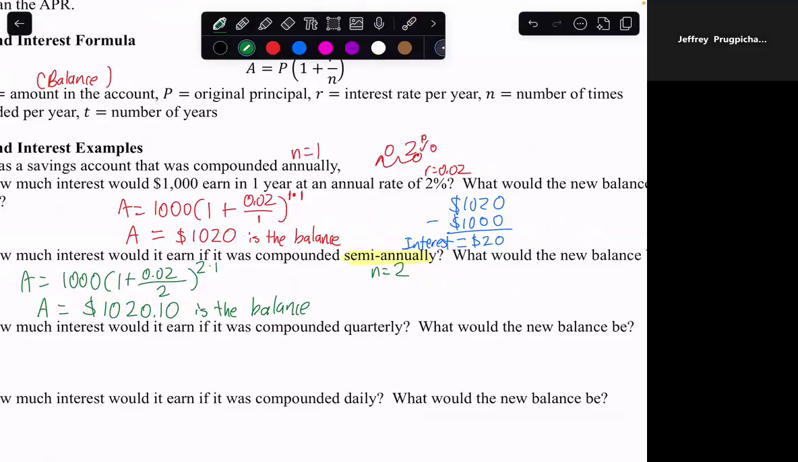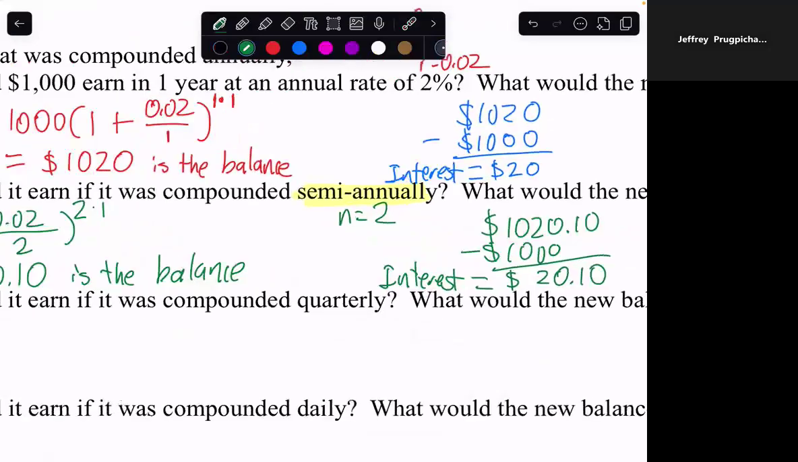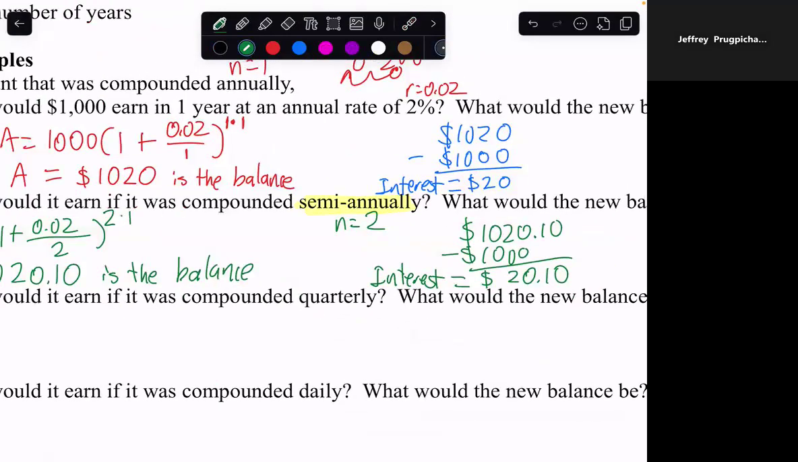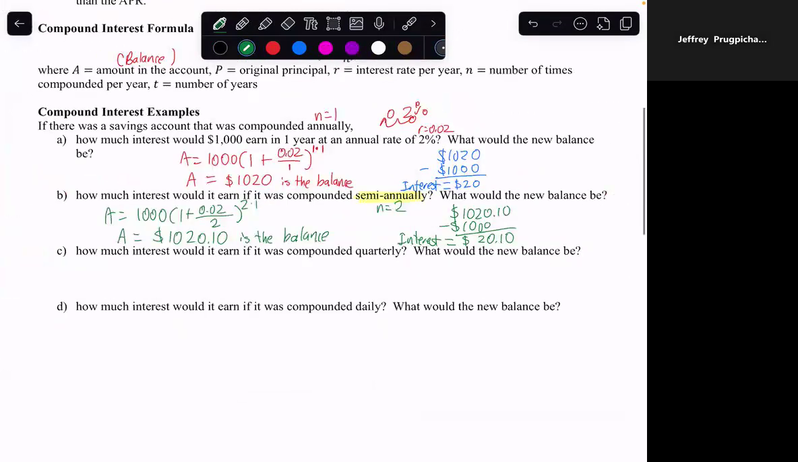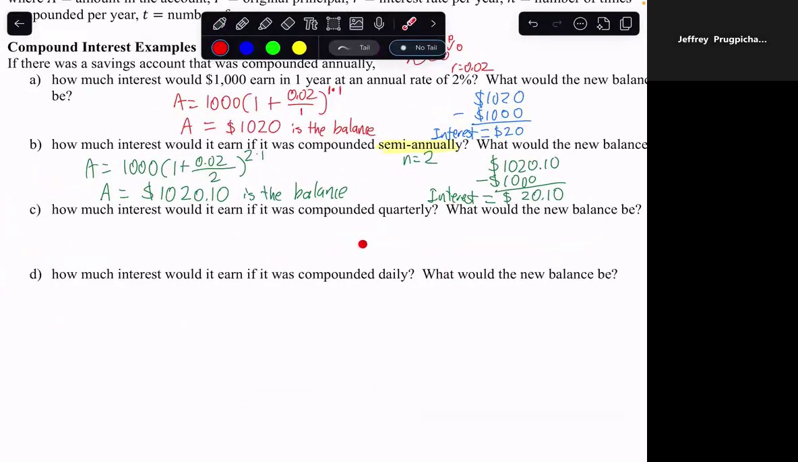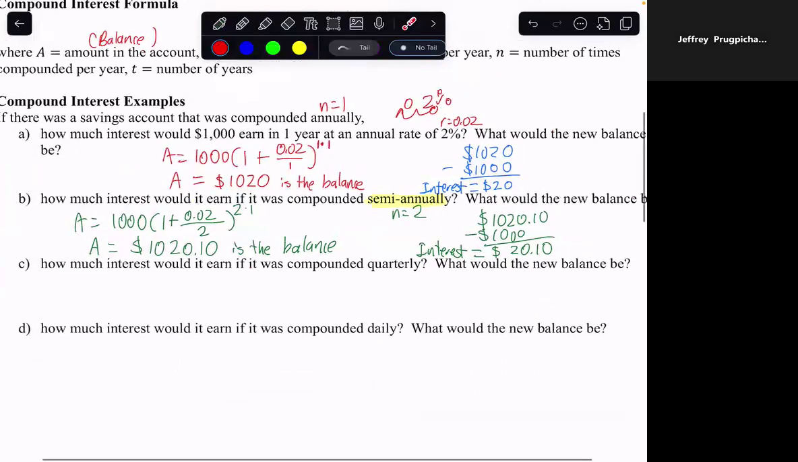Okay, and again, don't forget there's 2 questions per row. So we have the balance. Now, what is the interest? Again, you just take the final amount minus the starting amount. Okay, so in this case, you got $20.10 of interest. Okay, so I'm gonna ask you to go ahead and try out parts C and D. Okay, so if you have any questions, feel free to raise your hand.